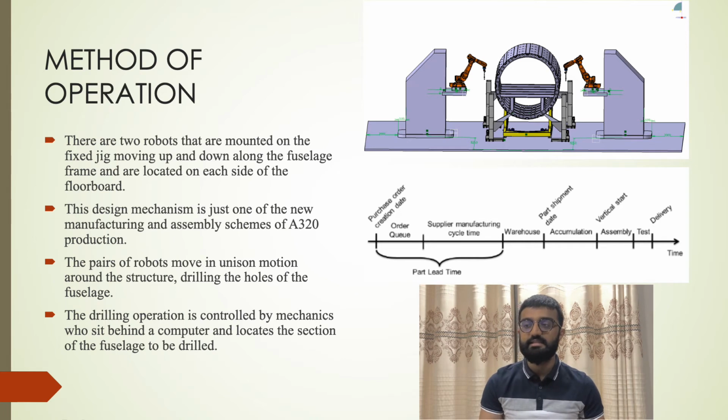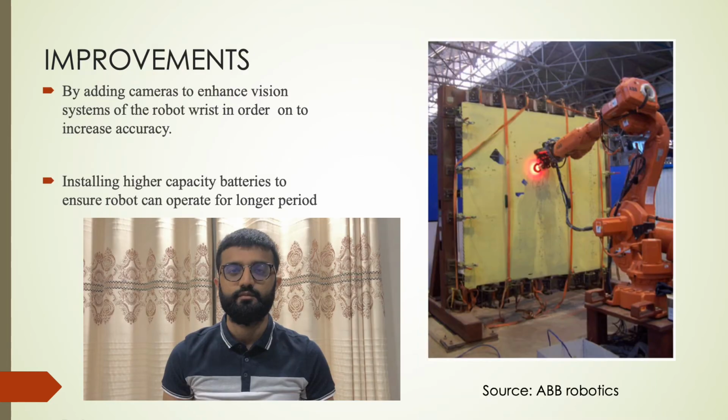This design mechanism is just one of the new manufacturing assembly schemes of A320 production. The system includes robots that help build the forward and aft section of the aircraft fuselage. The pairs of robots move in unison motion around the structure, drilling the holes of the fuselage. Within the system, it is designed to be highly flexible because everything is fundamentally easily accessible. The drilling operation is controlled by mechanics who sit behind a computer and locate the section of fuselage to be drilled. In any design, there's always room for improvement.